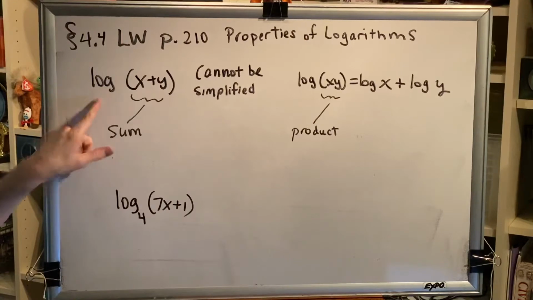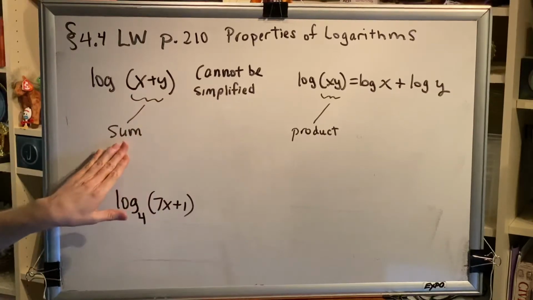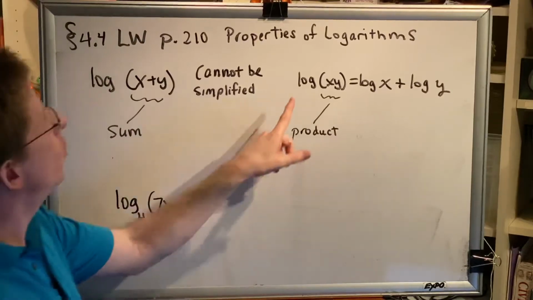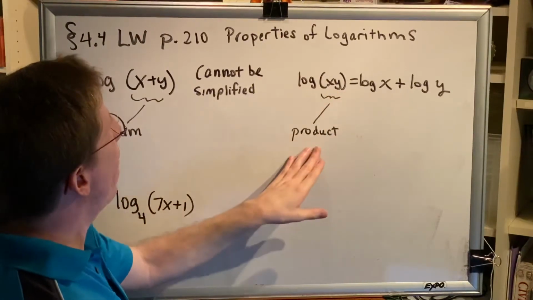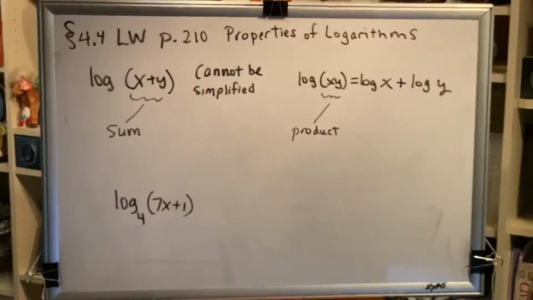If you are given log of a sum, such as log of the argument x plus y, that cannot be simplified. A sum as an argument cannot be simplified. But if you're given a log of a product, such as log of the product xy, that can be rewritten as log of x plus log of y. So let's look at an example.